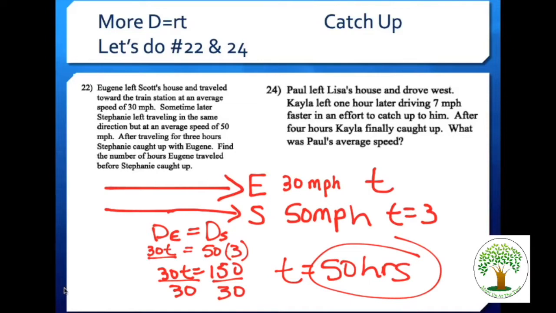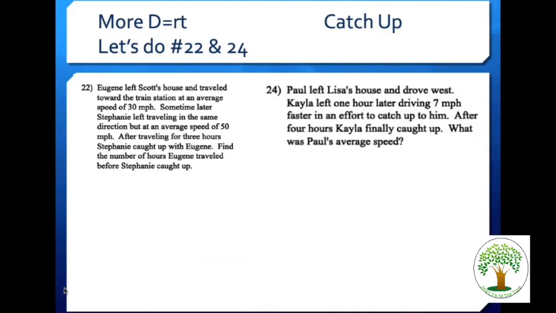All right. So the thing about them catching up, depending on the problem, when they do catch up, that means they did the same distance. So their distances will be equal when they catch up. The trick, though, comes with putting where the T goes. Sometimes one person went 2 hours longer or 2 hours less, and you have to add and subtract those numbers.